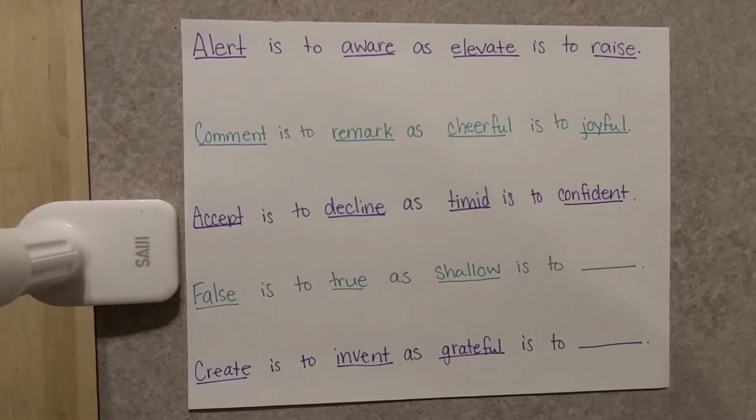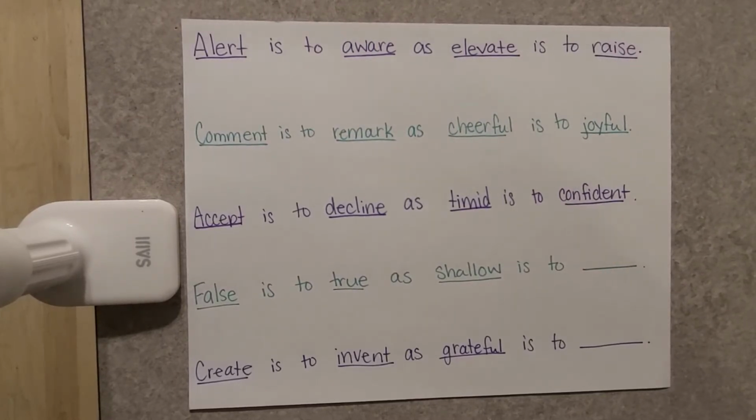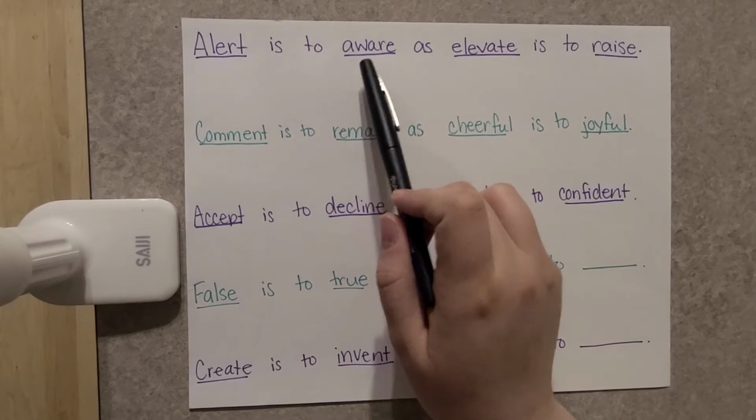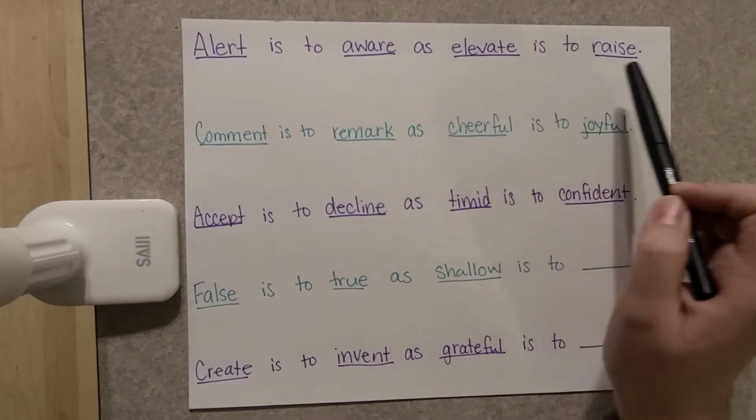Hi, fifth graders. Today we are focusing on the relationship between words. So I want you to take a look at the first statement. Alert is to aware, as elevate is to raise.